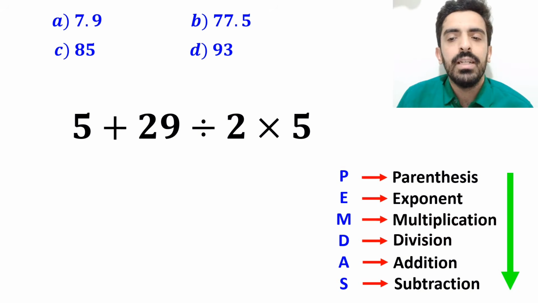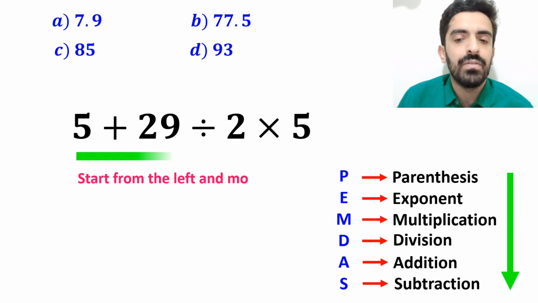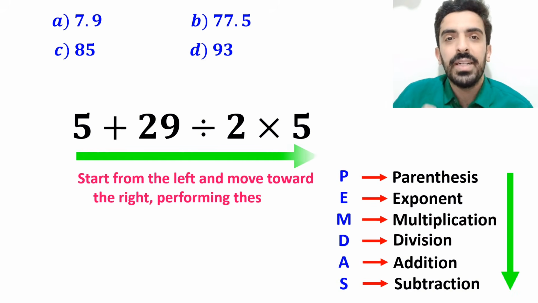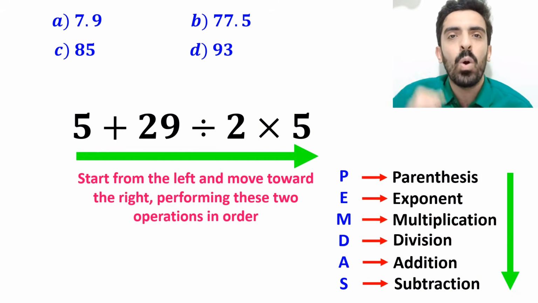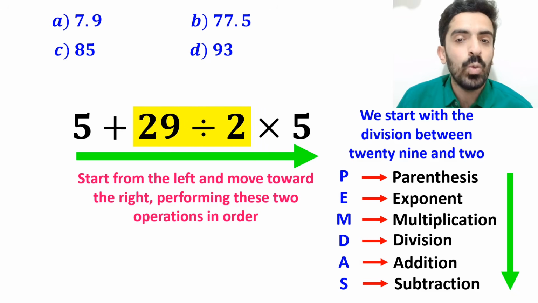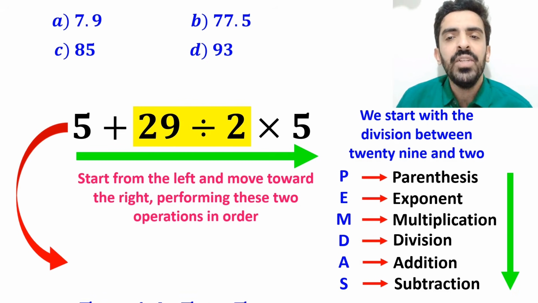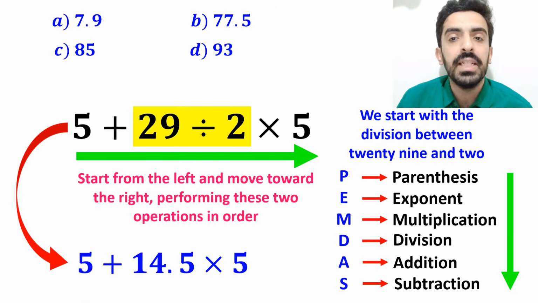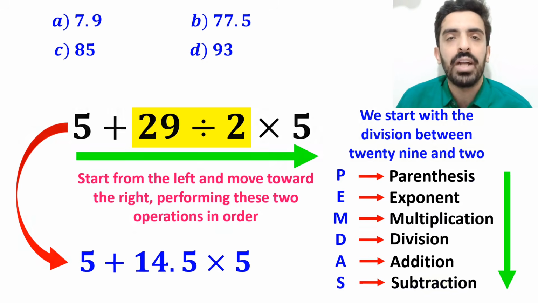In this situation, the best approach is to start from the left and move toward the right, performing these two operations in order. So, first we start with the division between 29 and 2, which simplifies this expression to 5 plus 14.5 multiplied by 5.